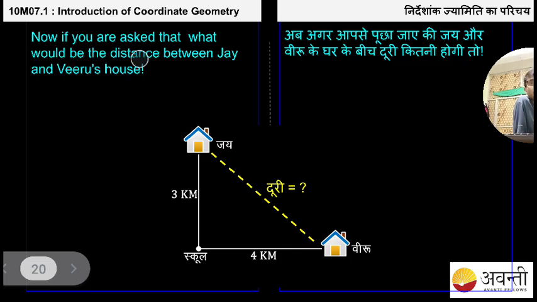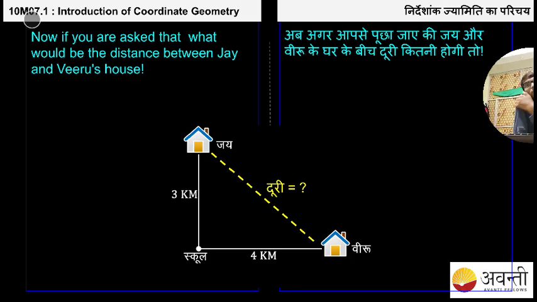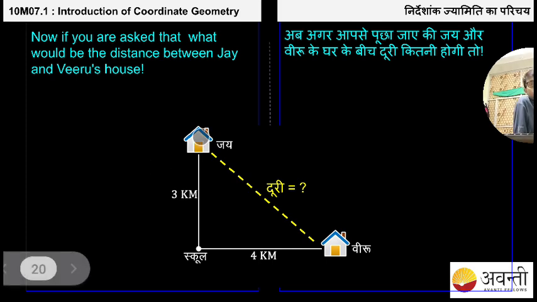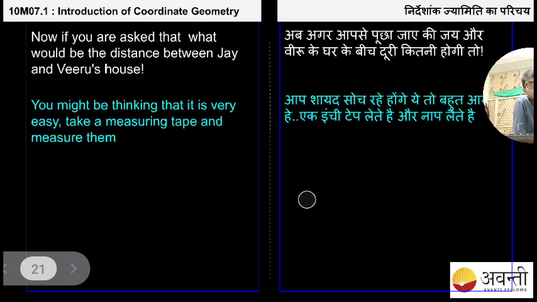Now, if you are asked what would be the distance between Joy and Viru's house? What would be the distance? So the distance would be 7, but the displacement we will have to find out. So how can we calculate this displacement? Just add this with this, then the sum of both will give us this displacement.